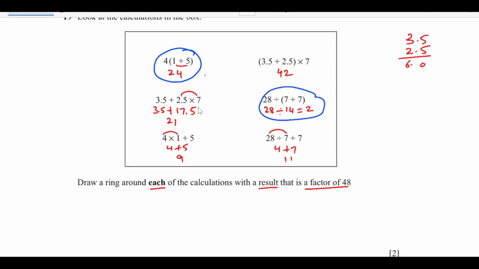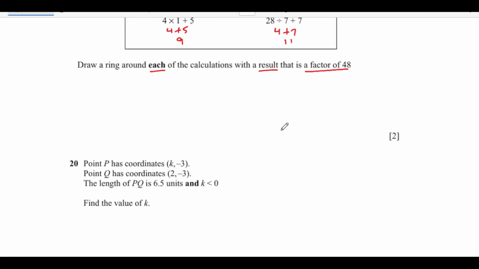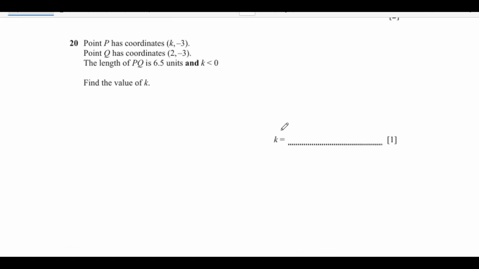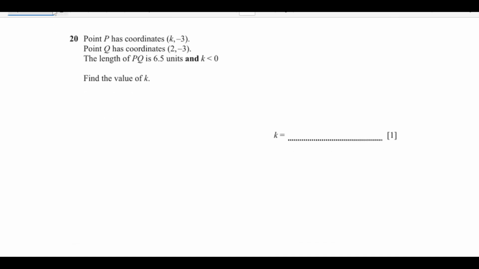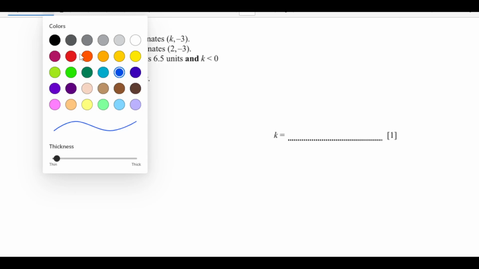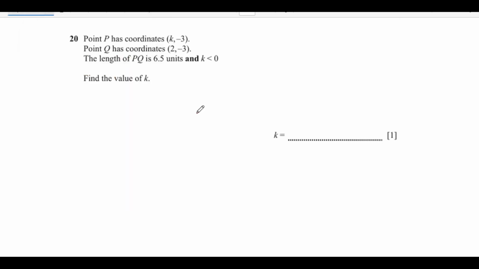Okay, so these are the two calculations that will give us the answer when you divide by 48. So next we have here: point P has coordinates k, -3. Point Q has coordinates 2, -3. The length of PQ is 6.5 units and k is less than 0. Find the value of k.